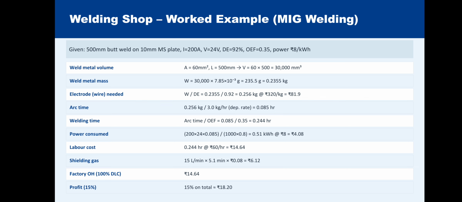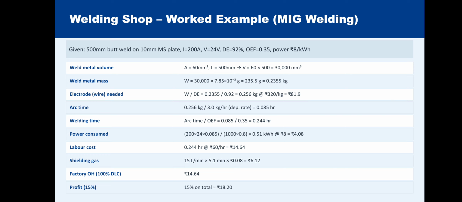that means 30,000 mm cube. So weld metal mass W is equal to 30,000 into 7.85 into 10 raised to minus 3, so W is equal to 235.5 gram, that is converted to 0.2355 kilogram. Electrode wire needed, W by DE is equal to 0.2355 divided by 0.92 is equal to 0.256 kg at rupees 320 per kg is equal to 81.9, that is 81 rupees 9 paisa.